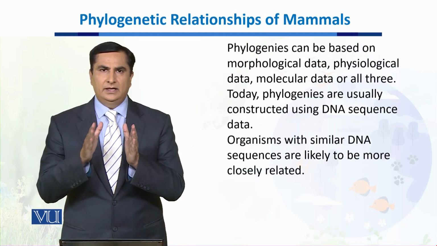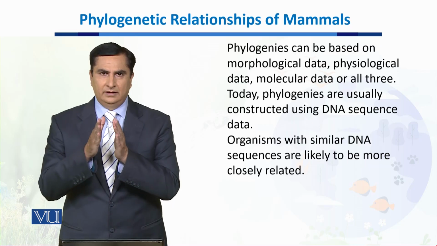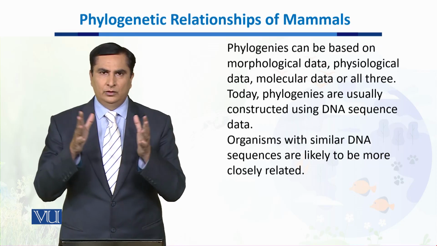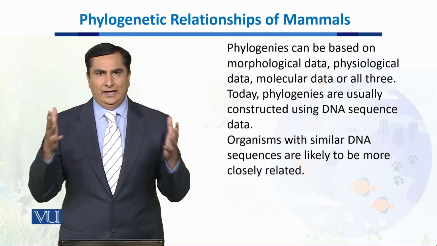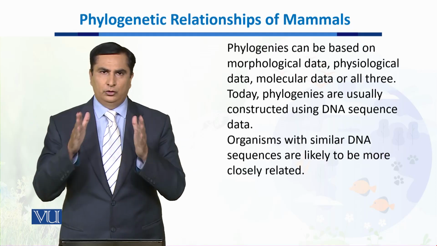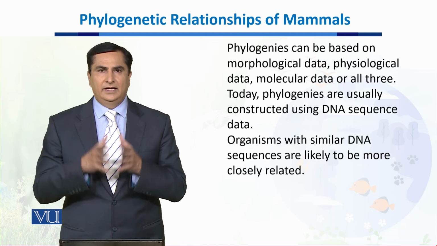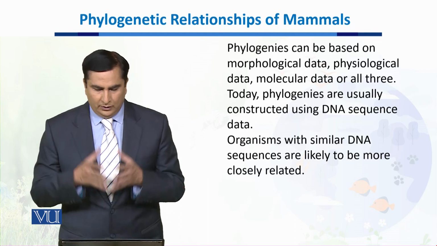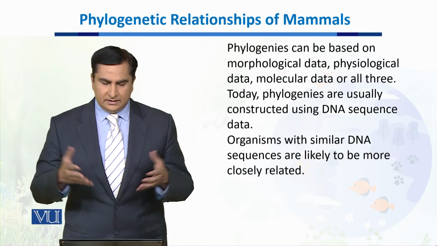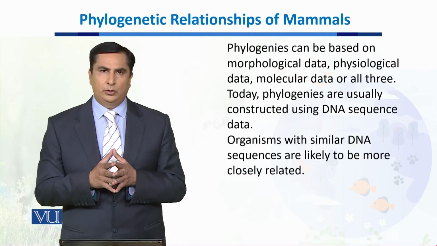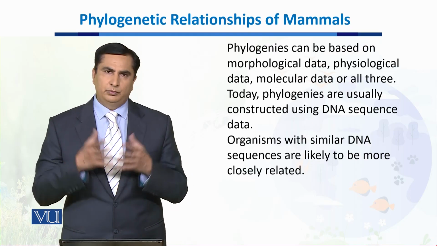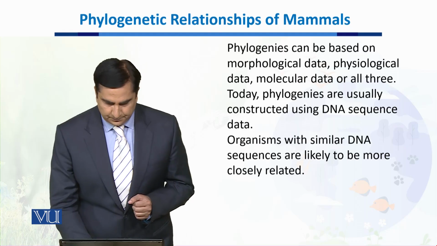So organisms with more mutations compared to each other can be distantly related, and those organisms which share fewer mutations can be closely related with each other. Organisms with similar DNA sequences are likely to be closely related.